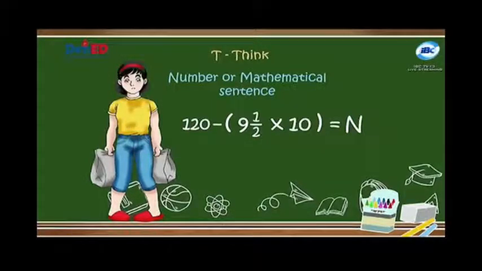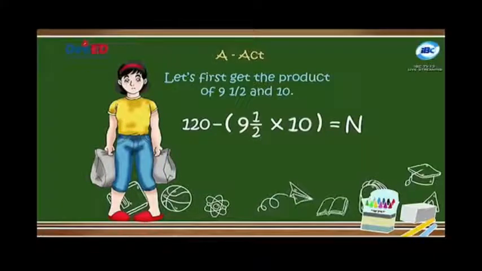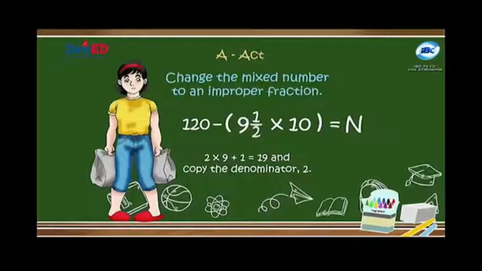Step 3. We already have a plan, so letter A stands for act on the plan. It means let us solve now the problem by showing our solution. 120 minus the group of 9.5 times 10 equals n. By following the order of operations, let's first get the product of 9.5 and 10. Again, let us remember how we multiply a mixed number by a whole number. First, change the mixed number to an improper fraction.